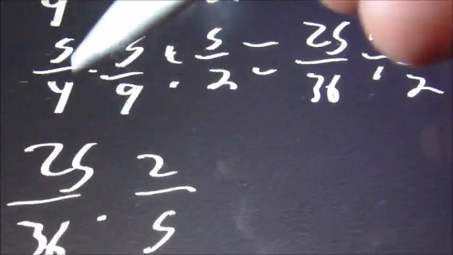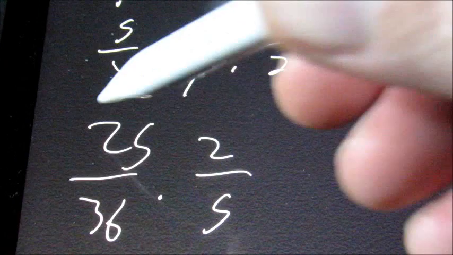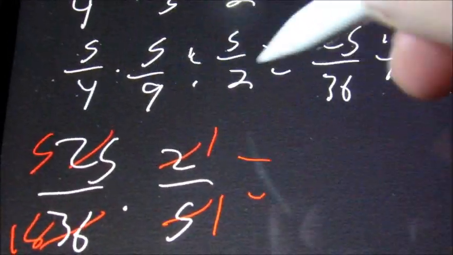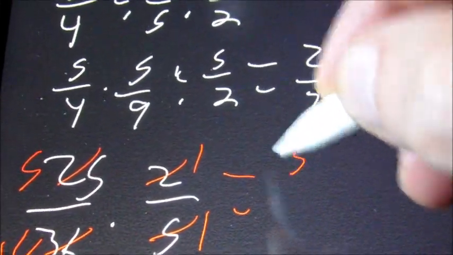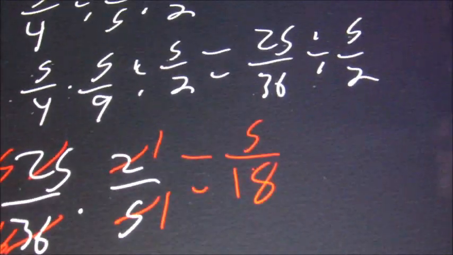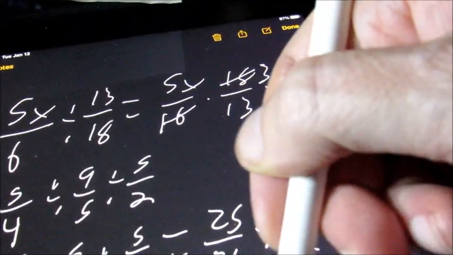And now I can simplify and divide both of these by 5. So this becomes a 1 and a 5. Divide both of these by a 2. This becomes a 1 and an 18. So I'm going to have 5 times 1 is 5. 18 times 1 is 18. I could have also done these just in one step, and I'll show you that now.